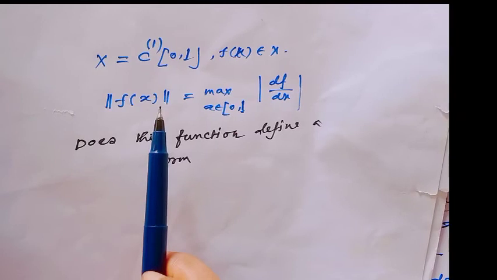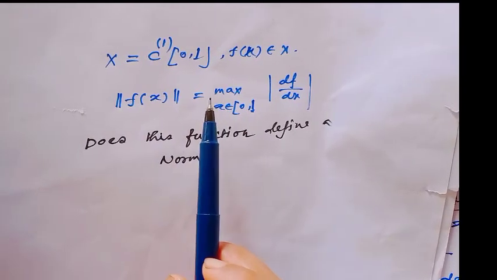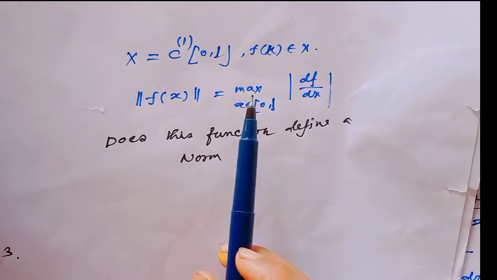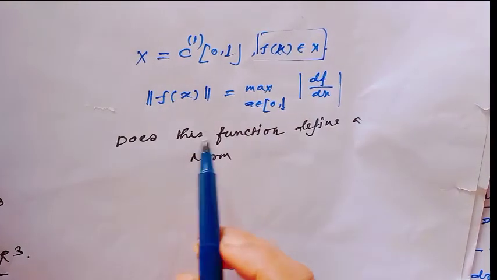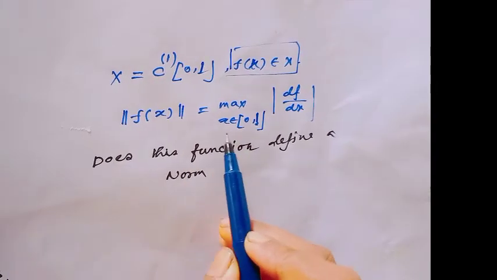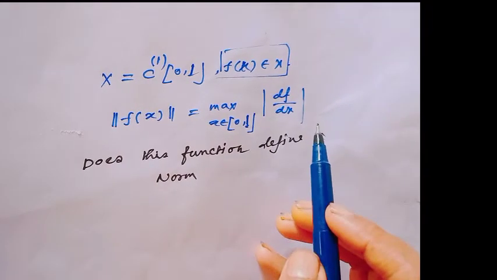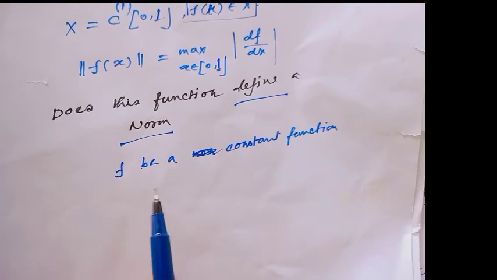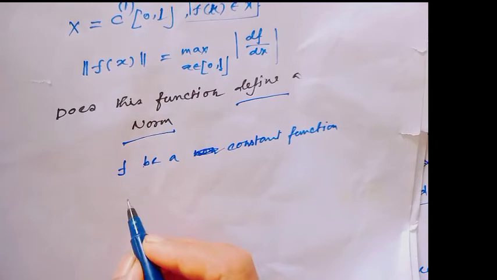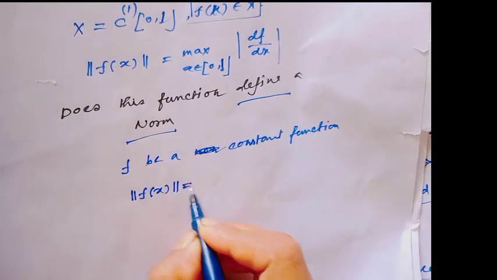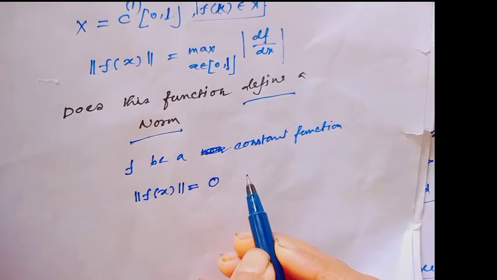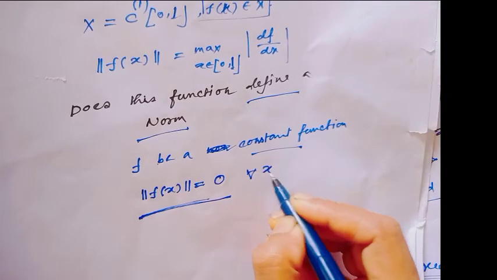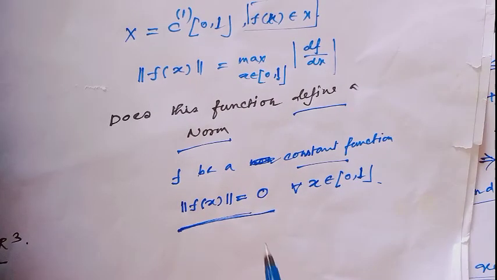Now consider X equal to C1 on the closed interval [0, 1]. That means the set of all continuous functions over the interval [0, 1] with first derivative. Here f(x) belongs to X, then norm f is defined as the maximum over x in the closed interval [0, 1] of the absolute value of df/dx. Now my question: does this define a norm? Just think. For this, consider f to be a constant function, then the norm of f obviously would be 0. Here notice I have considered a non-zero function, but I have got norm f equal to 0. That means the condition of a norm has broken here.